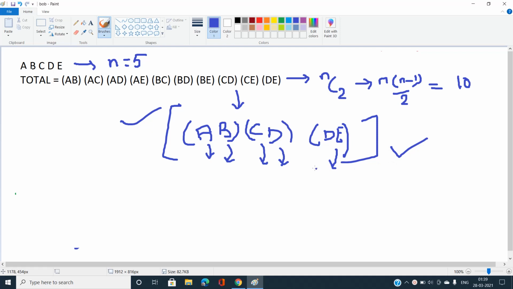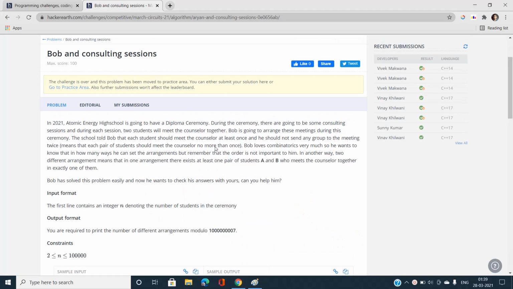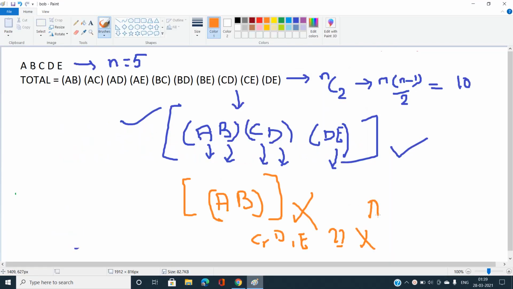What are the invalid solutions? Let's write those down too. The invalid solutions will be like when I consider only AB. This is not a valid solution, because C, D and E are not involved. Each student should meet the counselor at least once, so this is not valid. Also, a solution like AB and D is not valid, because C is not involved.